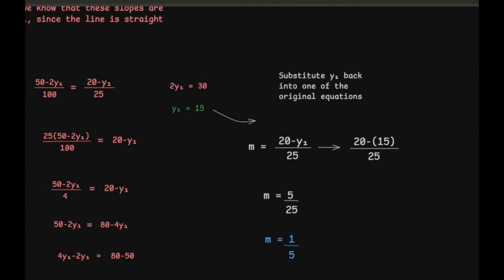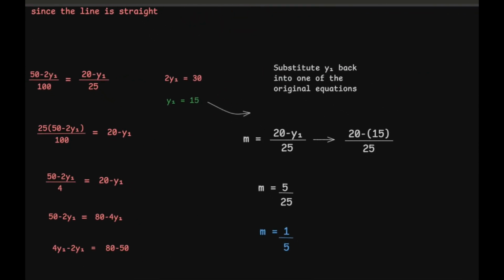So all we need to do to get the slope is to substitute y1 back into one of the original equations. I just decided to use this one. You can use the other one too. After you simplify that, that gives you m is equal to 5 over 25, or 1/5. And that is the solution to this puzzle.